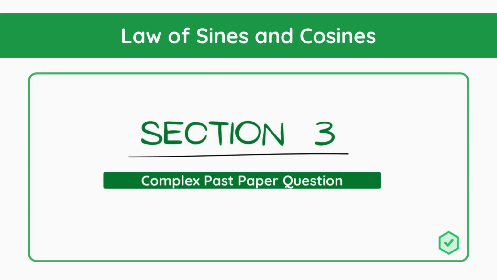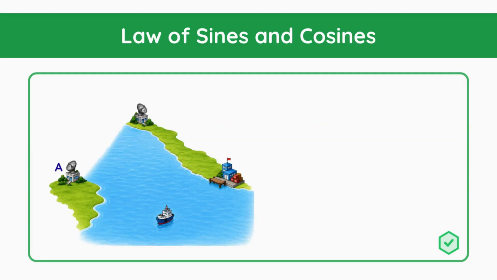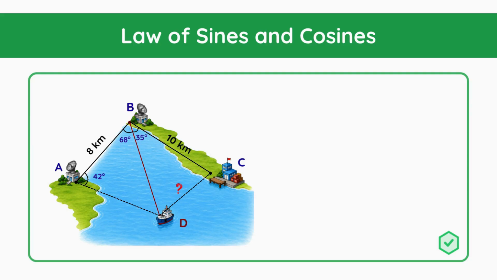Now let's look at a complex past paper question that puts everything together. Two radar stations at A and B track a ship at position D. Station A is 8 kilometers from station B. Angle DAB is 42 degrees and angle ADB is 68 degrees. A port is located at C where BC equals 10 kilometers and angle CBD is 35 degrees. Calculate the distance from the ship at D to the port at C, distance CD, correct to three significant figures.